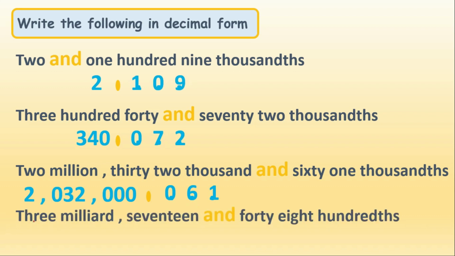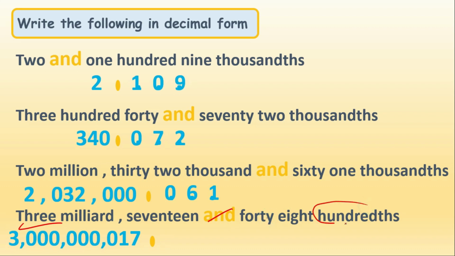The last one: 3,017 and 48 hundredths. Okay, replace and by the decimal point and write the whole number 3,017. Hundredths means we have only 2 digits. Okay, 48. Okay, this one is simple.